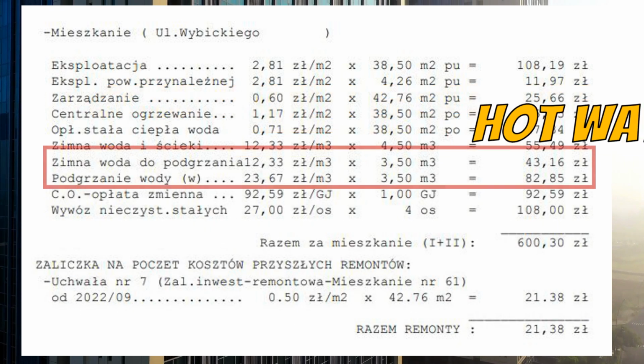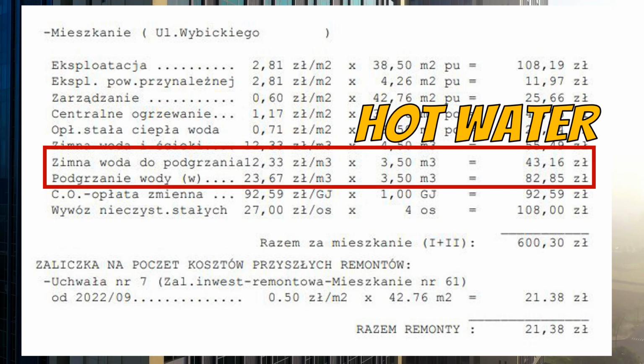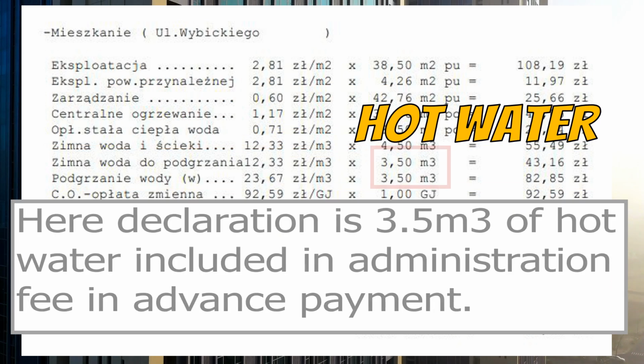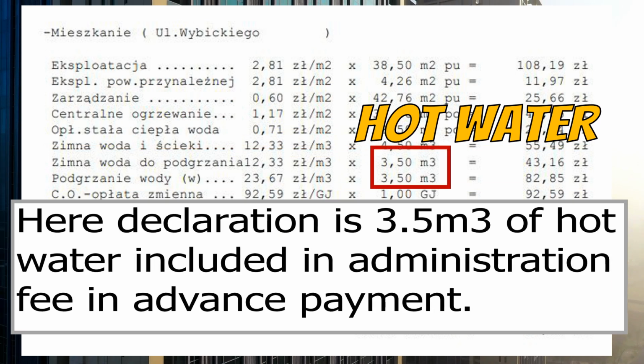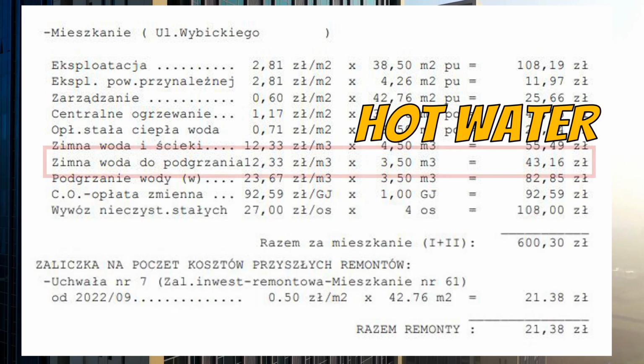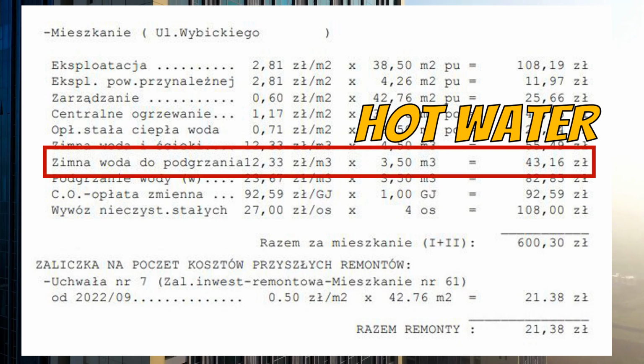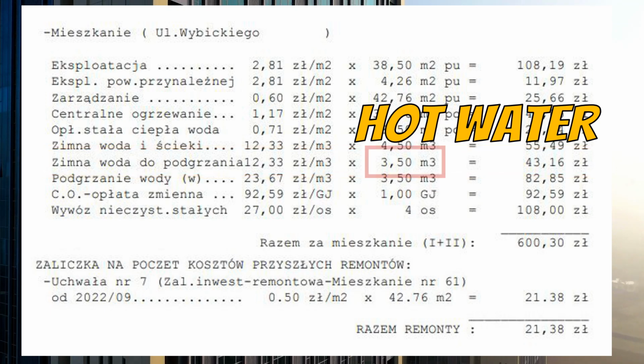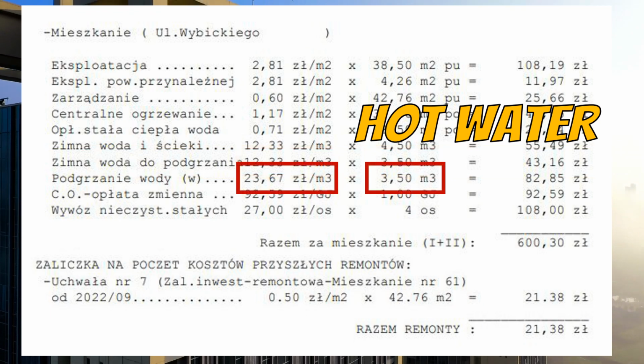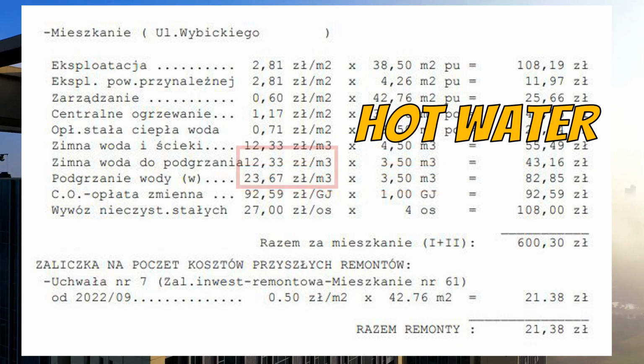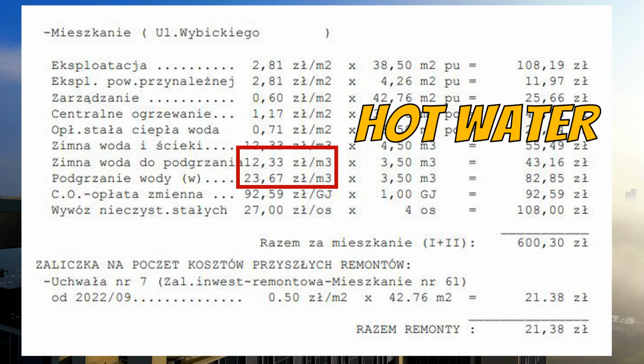These two items, on the other hand, tell us about the costs for hot water. Just like with cold water, the owner declares how much water should be included in the administration fee as an advance payment. Here, this amount is split into the quantity of cold water to be heated, and we have the same rate as before, 12.33 per cubic meter, and the cost of heating the water itself is 23 Polish zlotys and 67 groszy. Together, 12.33 plus 23.76 gives us 36 Polish zlotys and 9 groszy for 1 cubic meter of hot water.